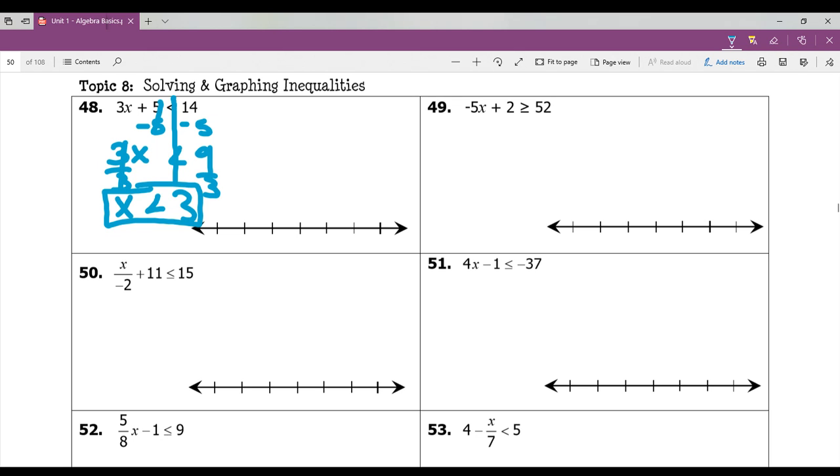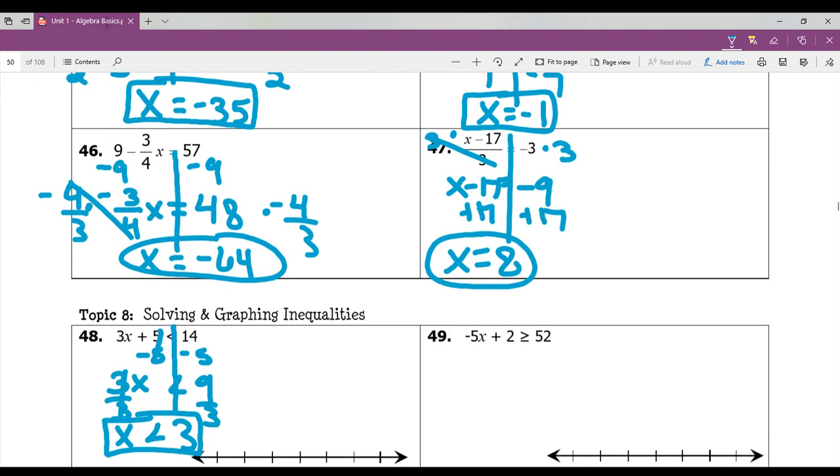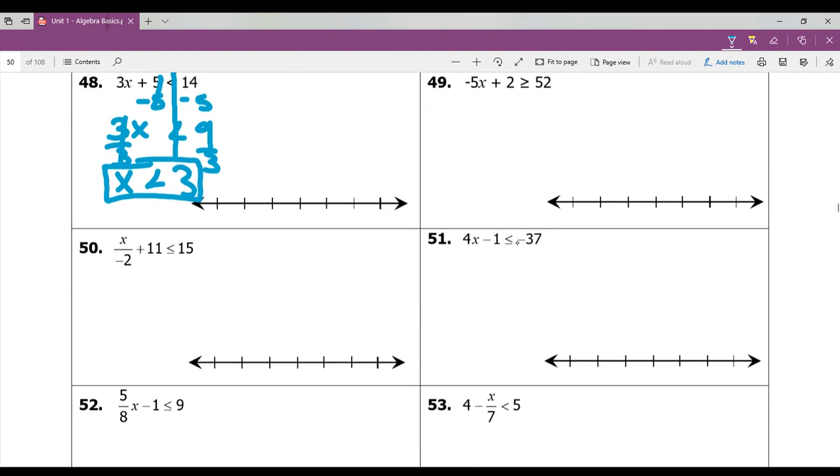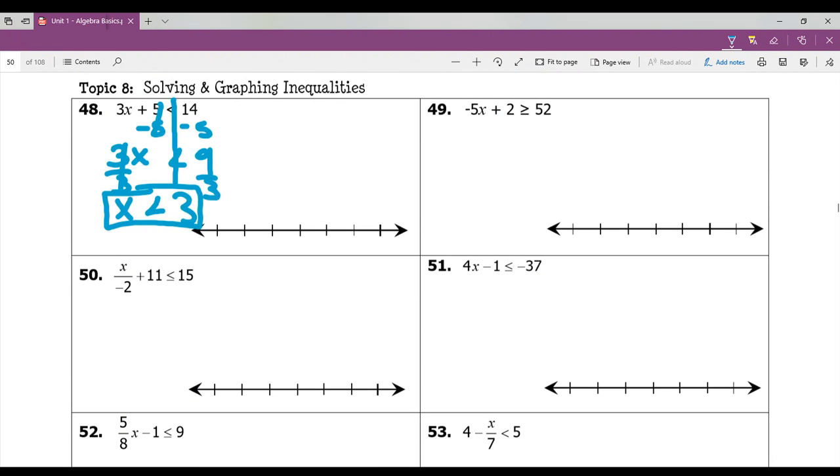Now, notice that when we talked about an equation, we got one single answer that made that equation true. When you have an inequality, this time you're going to have multiple answers that make that thing true. Okay? Now, we want this to be x is less than 3. And it always helps if your variable is written first, because it helps make your number line easier.